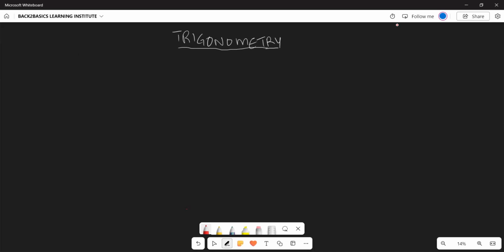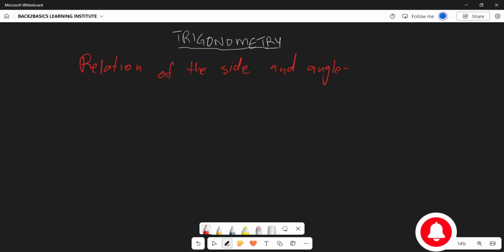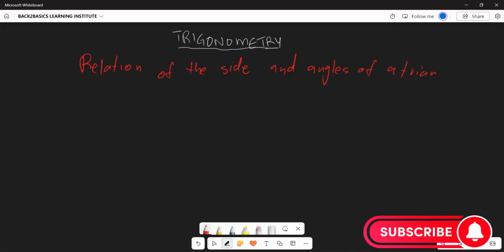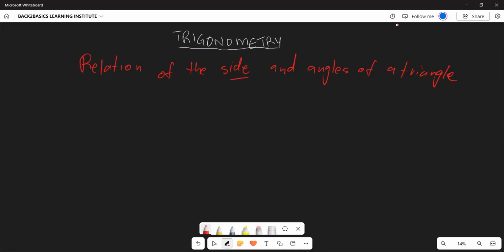Firstly, by definition, trigonometry can be defined as the branch of mathematics that deals with the relation of the sides and the angles of a triangle, and most importantly, with the relevant functions of any angles. Which means it looks at the relationship between the sides and angles, and also the relation function of any angles.